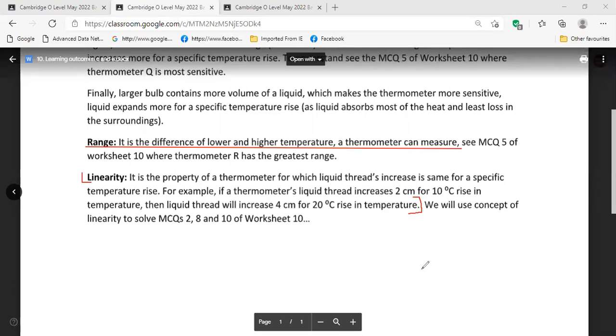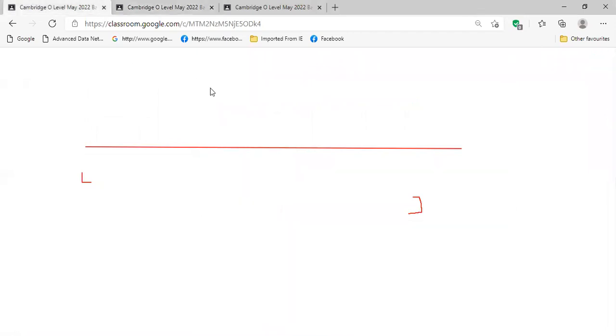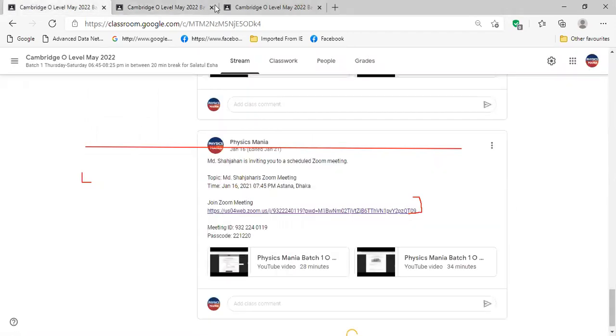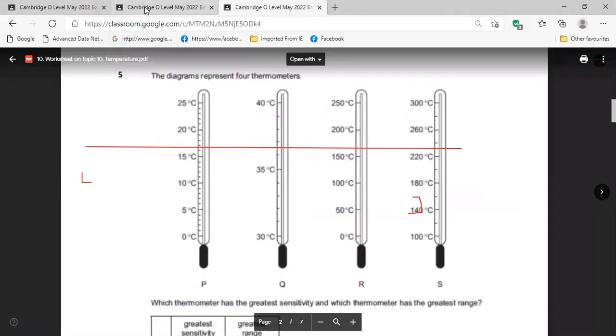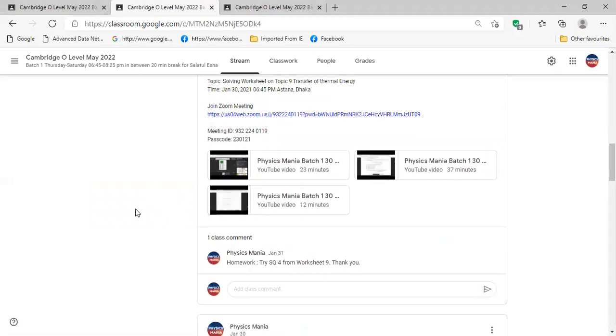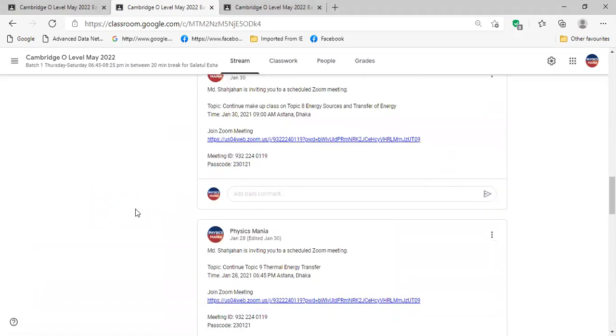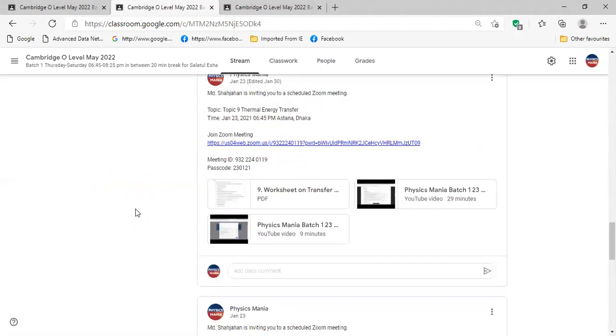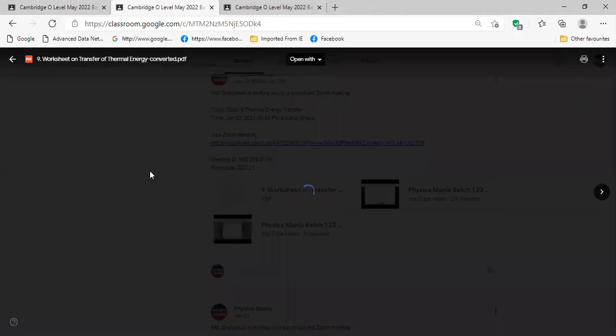And we are done with today's note, and now we are having the recap. So today we did calibration, fixed points, upper fixed points and lower fixed points. We had discussion on calibration of a thermometer, how to get the upper fixed point and lower fixed point. We discussed that.